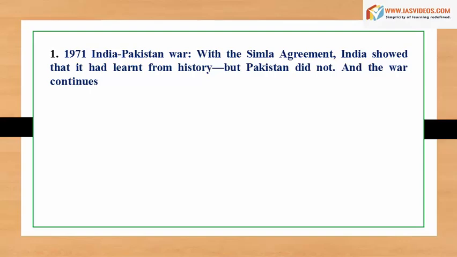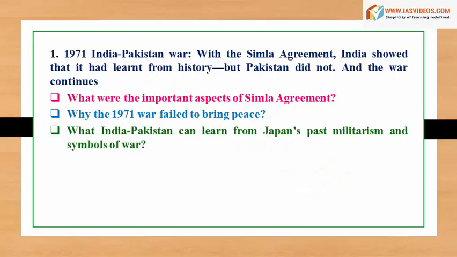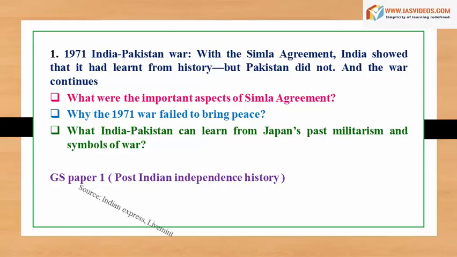1971 India-Pakistan War. With the Shimla Agreement, India showed that it had learned from history, but Pakistan did not. And the war continues. What were the important aspects of the Shimla Agreement? Why did the 1971 war fail to bring peace? What can India and Pakistan learn from Japan's past militarism and symbols of war? GS Paper 1, Post-Indian Independence History.